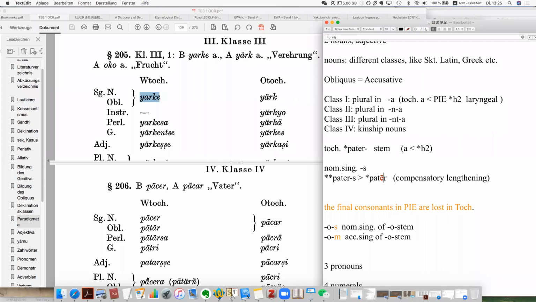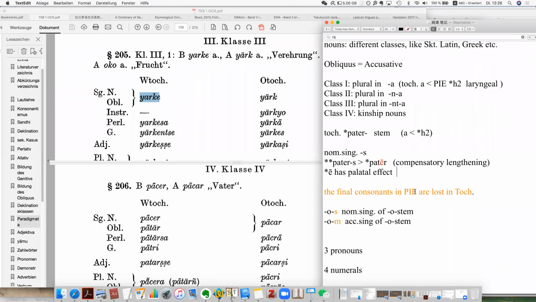Okay, and then check this one. So this is long A, and this long A has a palatal effect. Palatal effect means that it will turn the consonant into a palatal. So t turns into ch. This is the reason why we have a ch sound in Tocharian in the nominative, right?